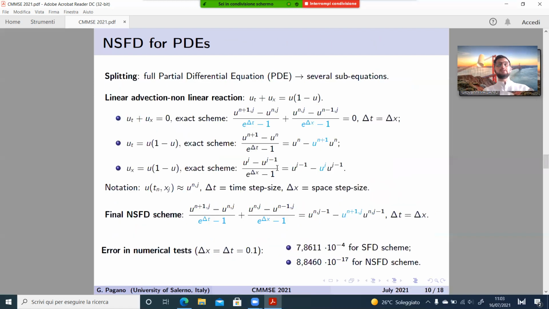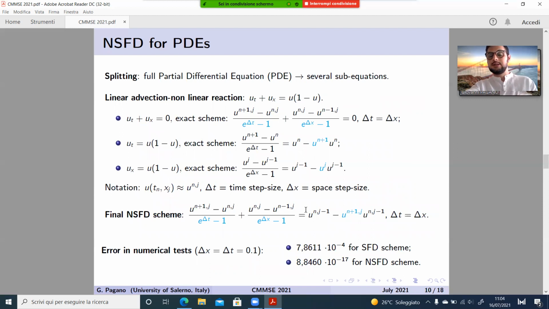We can also apply this technique for partial differential equations. In the case of partial differential equations, we have to apply the splitting technique. Therefore, we have the initial partial differential equation. We obtain from it several sub-equations. And it is possible that for these sub-equations, we know the exact numerical scheme, as in this case, linear advection and linear reaction.